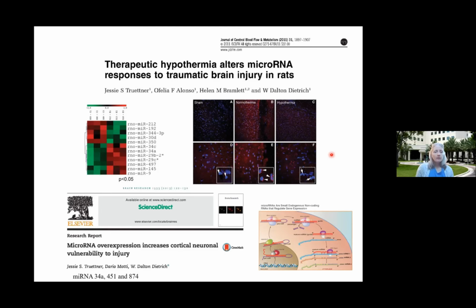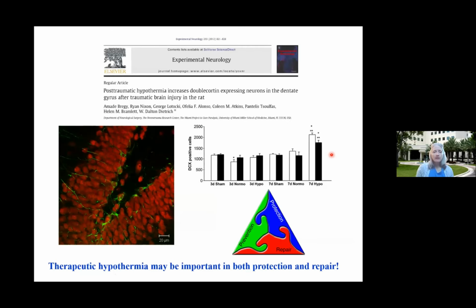We also have looked at some protective or repair mechanisms, such as neurogenesis after TBI in our model. This paper was published by Dr. Breggy and colleagues, another postdoc in the lab, clearly showing, when we did TBI and hypothermia, neurogenesis as expressed by doublecortin. At 7 days, we saw an increase in doublecortin positive cells within the dentate gyrus, again, of the hippocampus. So hypothermia may be important in not only protection, but also repair as well.